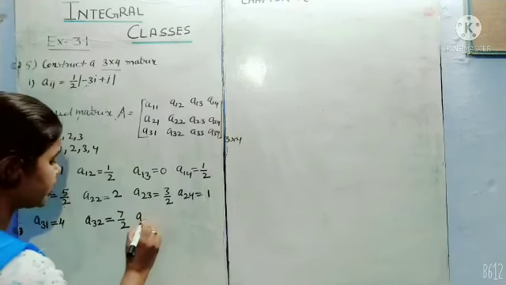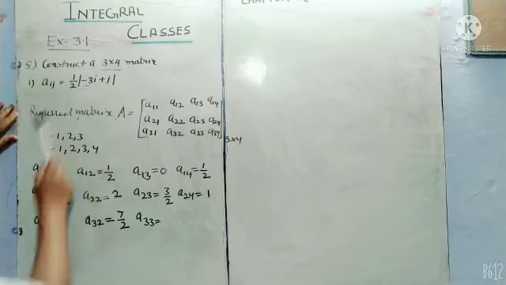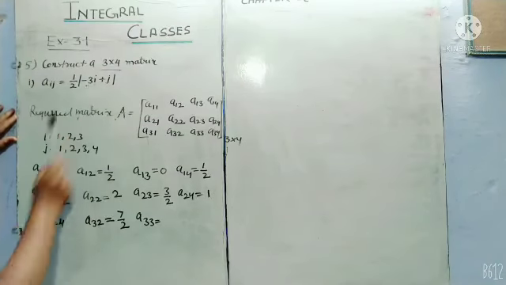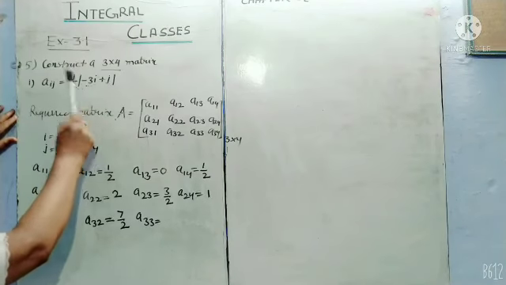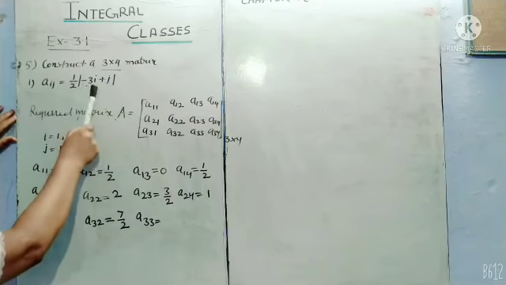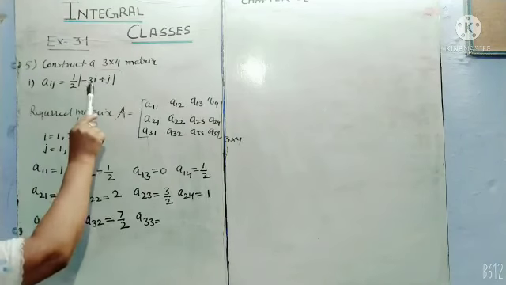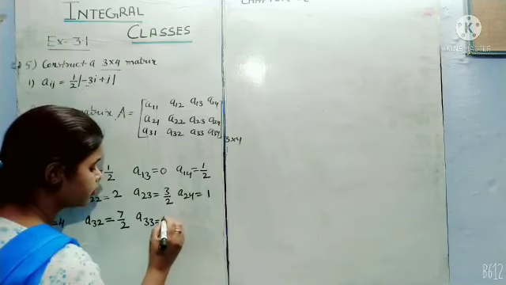Now next is A33. How can we find out the value of A33? So row and column are the same. i equal to 3 and j equal to 3. 3 times 3 is 9, minus 9 plus 3. It will become minus 6. Minus 6 comes outside of the absolute value, it will become positive 6. 6 into 1 by 2. So it will become 3.